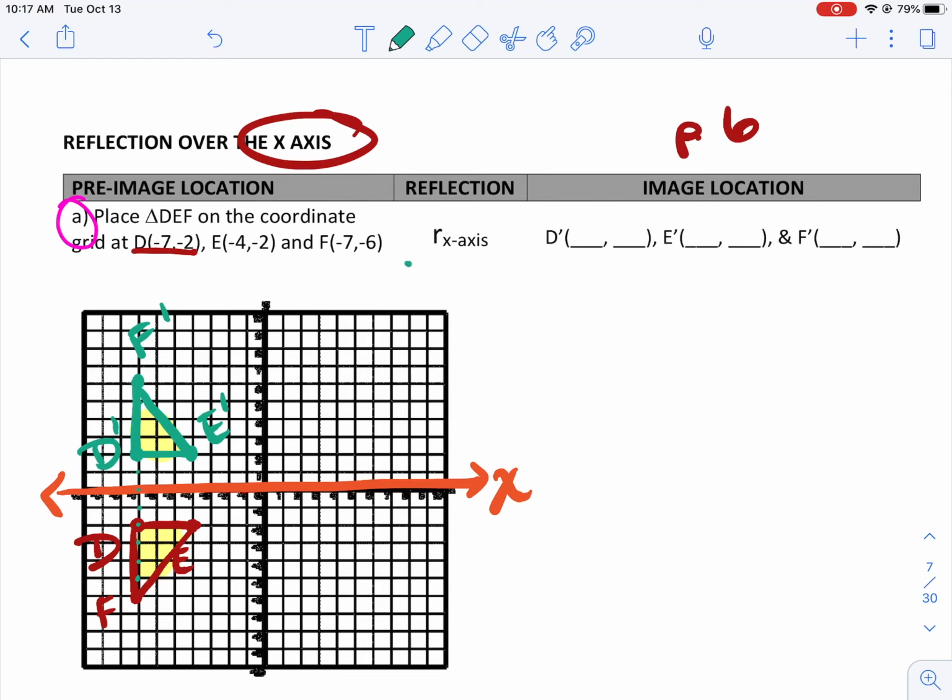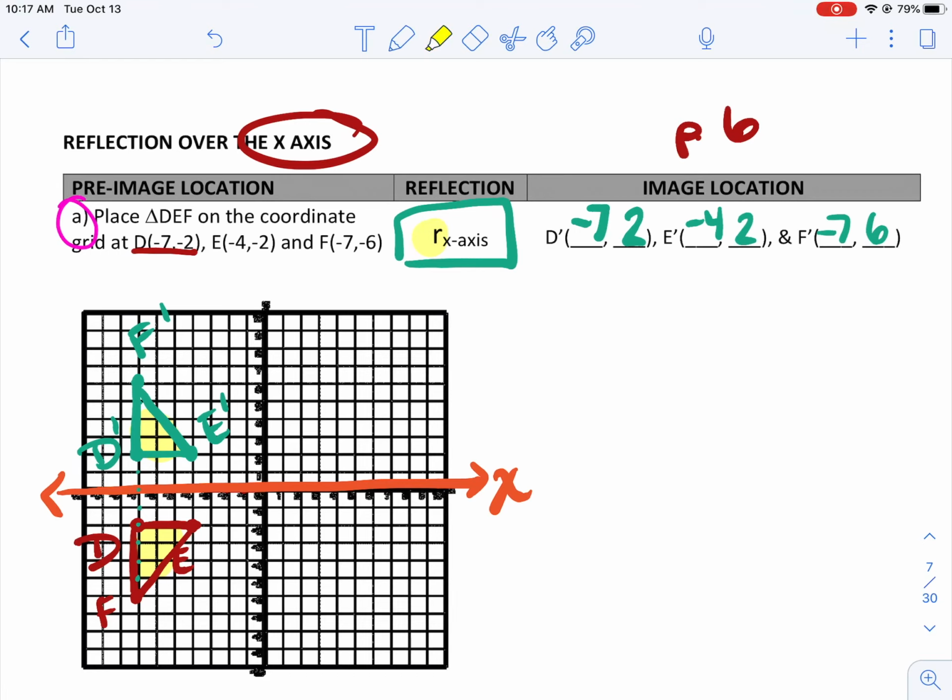Let's list the points. Again, here's our fancy notation. The little r means reflection. So D prime is going to be -7, 2. E prime is going to be -4, 2. And F prime is -7, 6.